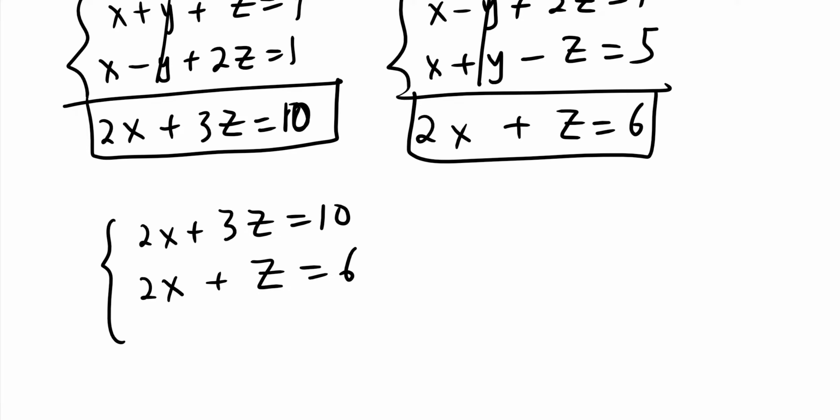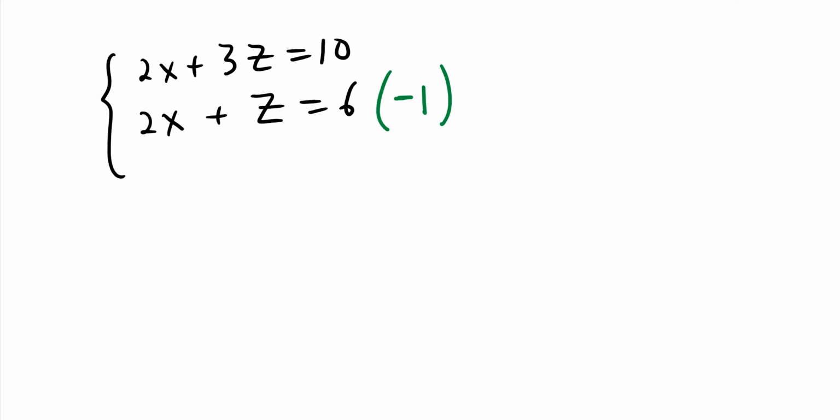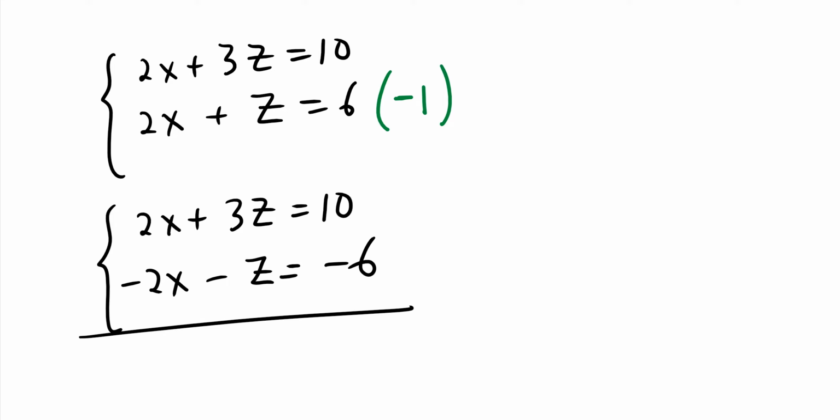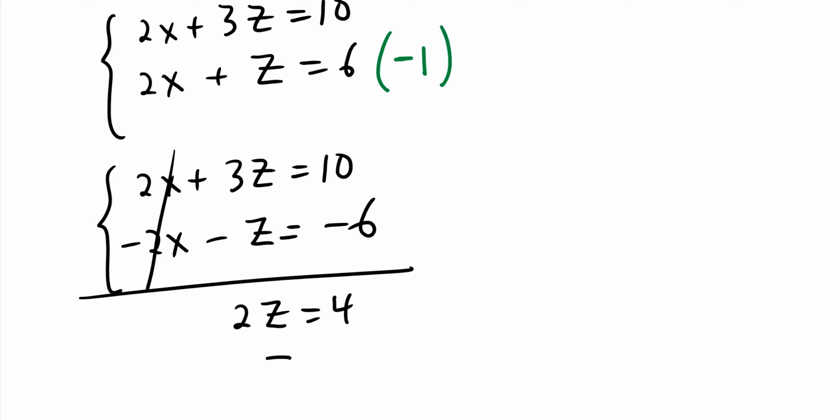Let's say I want to eliminate the x. We multiply by -1, as we did in the previous section. So this stays the same, equals 10. This is -2x minus z equals -6. And let's see what that gives us. These cancel out. 2z equals 4. So z equals 2. I got the value of z. So we got z so far.